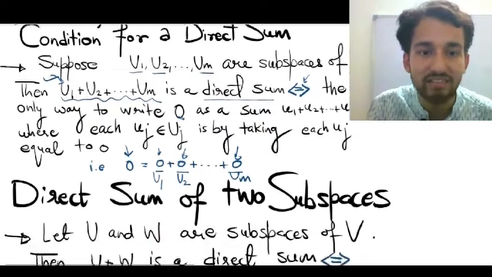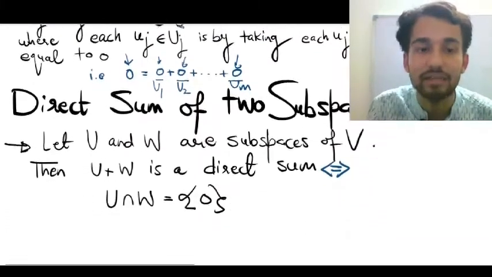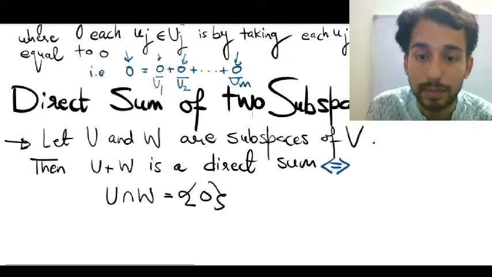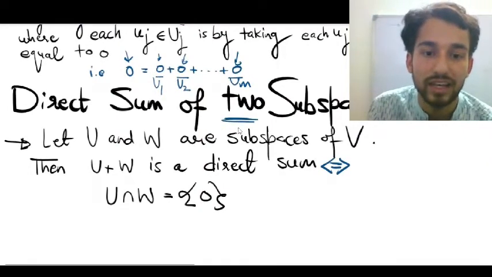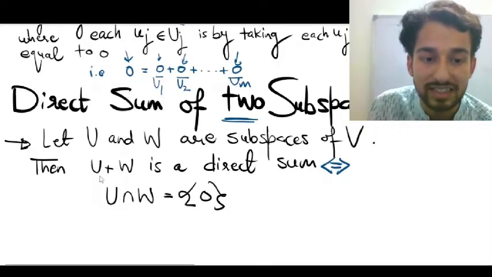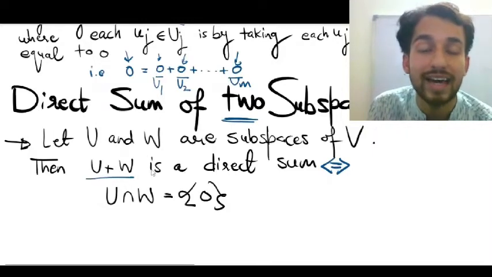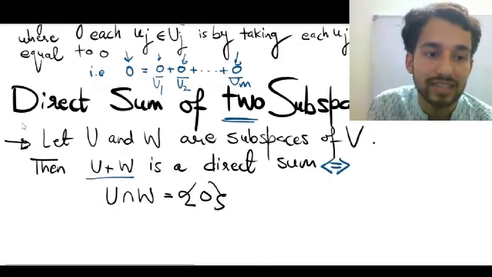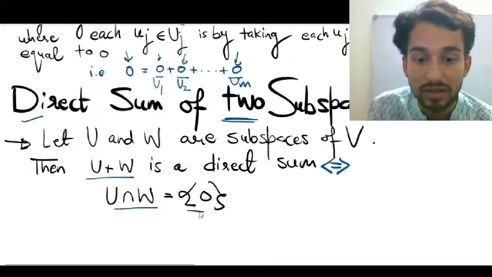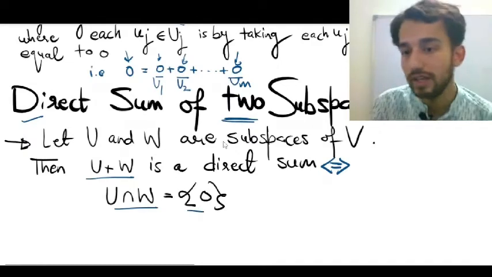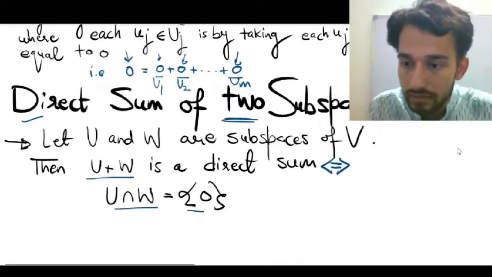And the second is a very important testing condition. If I am given two subspaces, and I have to check whether the sum of those two subspaces forms a direct sum or not, I only have to check this testing condition: their intersection should equal only the zero vector.